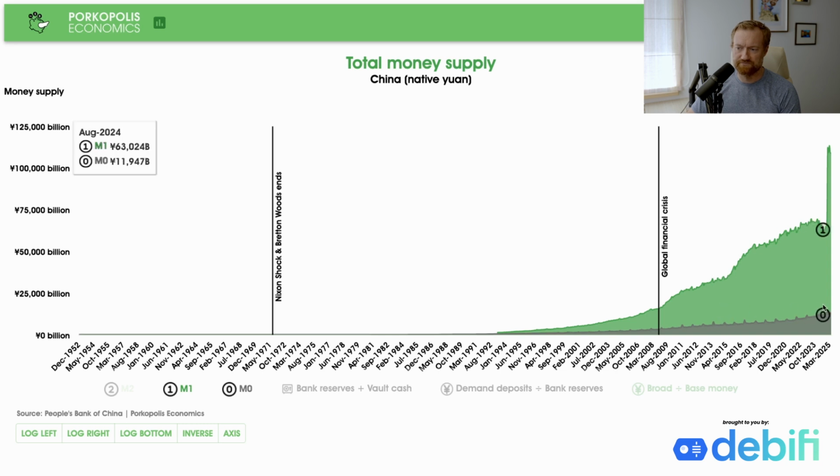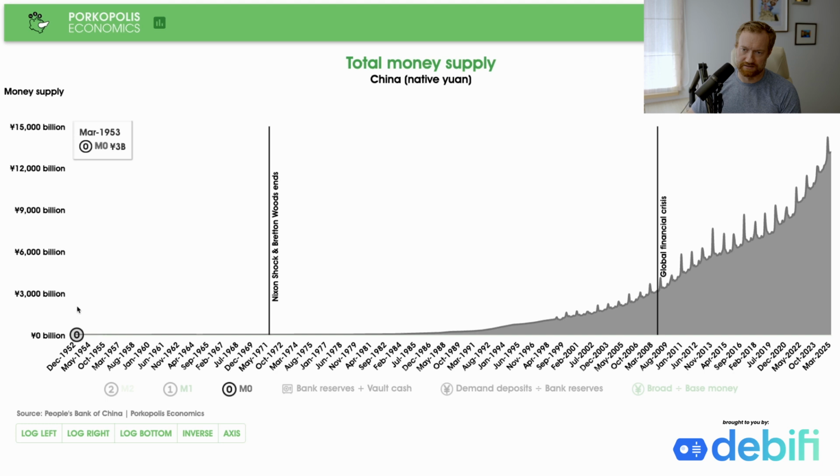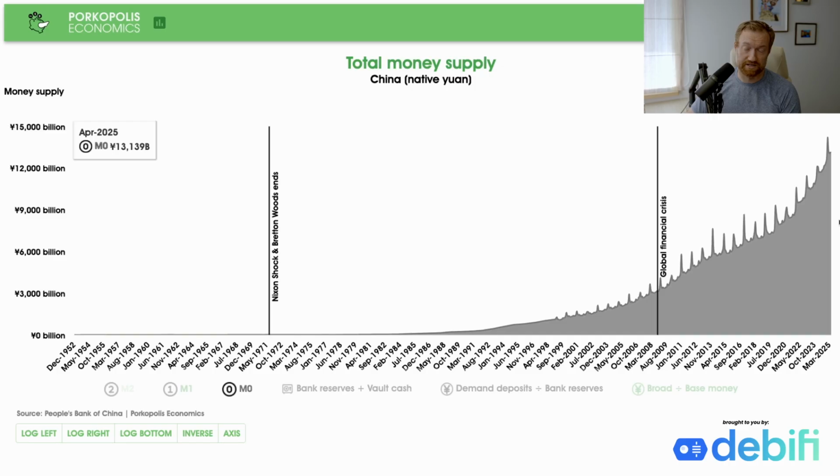M0, this is physical yuan, renminbi in circulation. This is actually a very old data series. We have it all the way back to 1952. Nothing unusual about this, and this grows at a pretty quick clip.